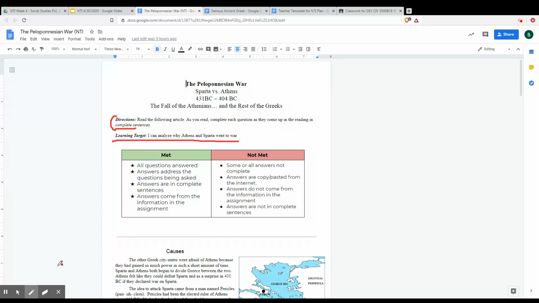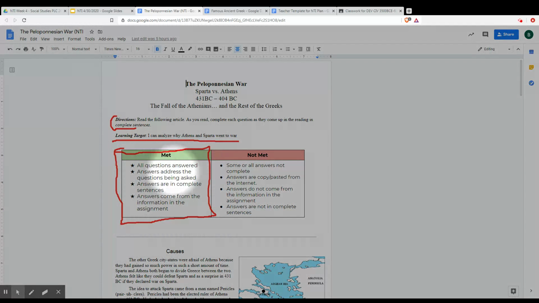And the way you're going to know if you did this successfully or not is if you do everything in the MET box, which simply states that you answered all the questions. You're answering what's actually being asked, the answers are in complete sentences, and you get the information from the article.